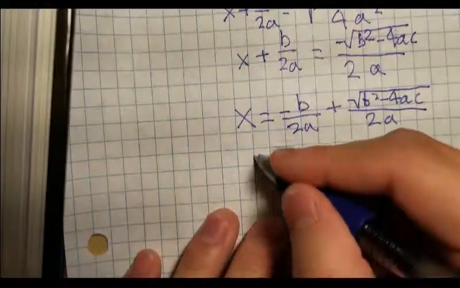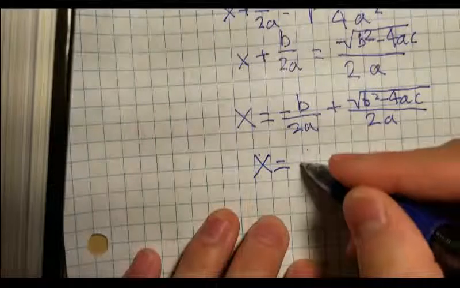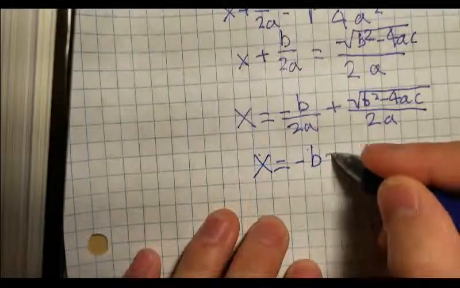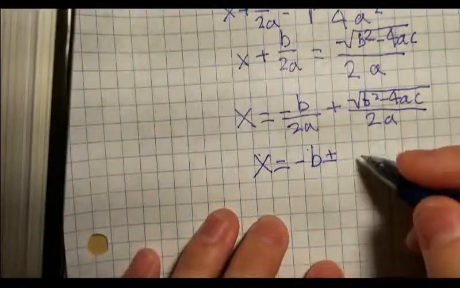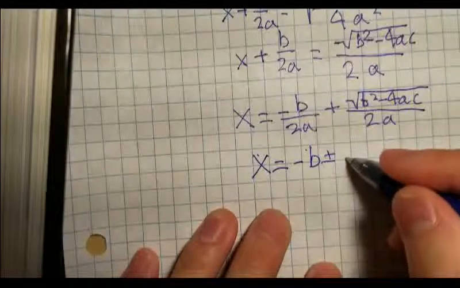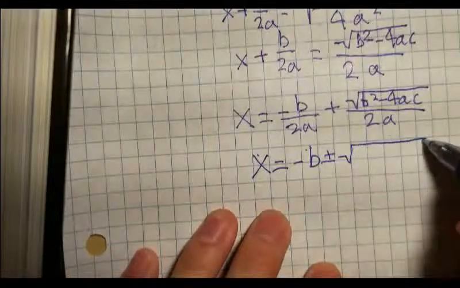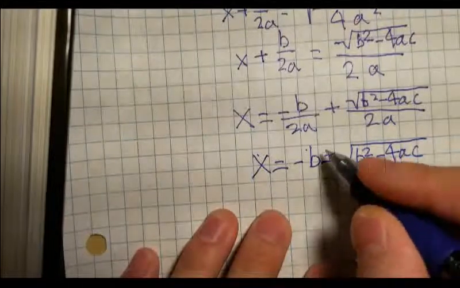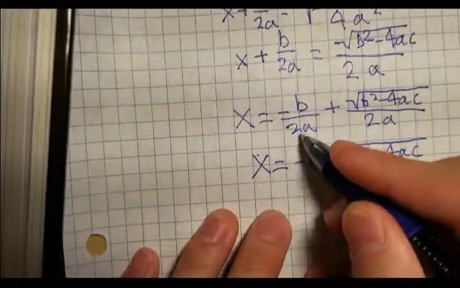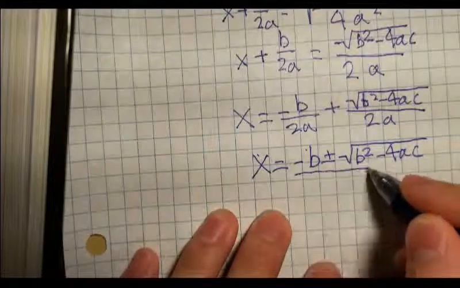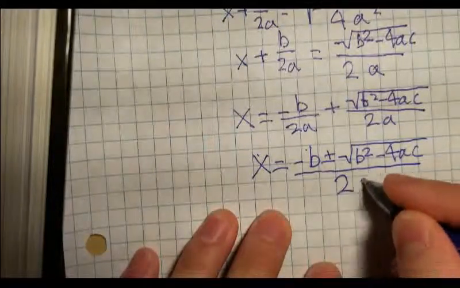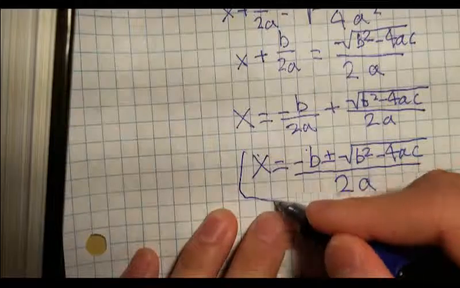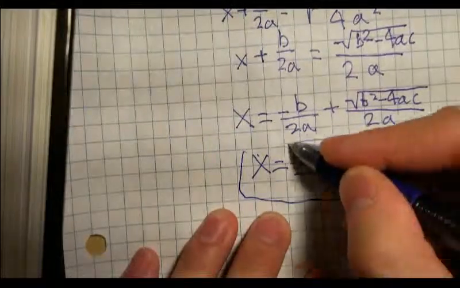So that leaves us with x equals negative b plus or minus, remember we have to consider both the positive and the negative, square root of b squared minus 4ac. And remember, because we had the same denominator here, we can just stick them together. We can divide it all by 2a. And that's how you derive the quadratic formula by completing the square.